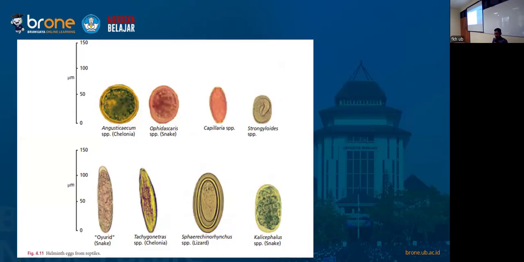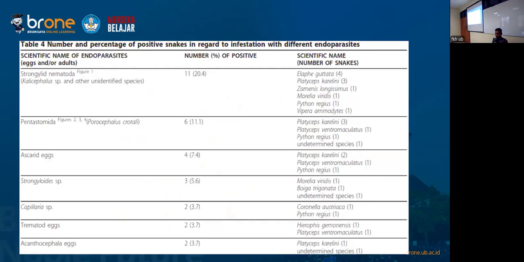I show you the form of the Callicephalus egg here. And this slide describes that we can find strongylid nematode, ascarid egg, this one is only nematode, right? Pentastomida is not nematodes. So you should underline the strongylid nematode, ascarid nematode, strongyloid nematode, capillaria nematode, and the last one is Pilum acanthocephala. We can find it in the snake.